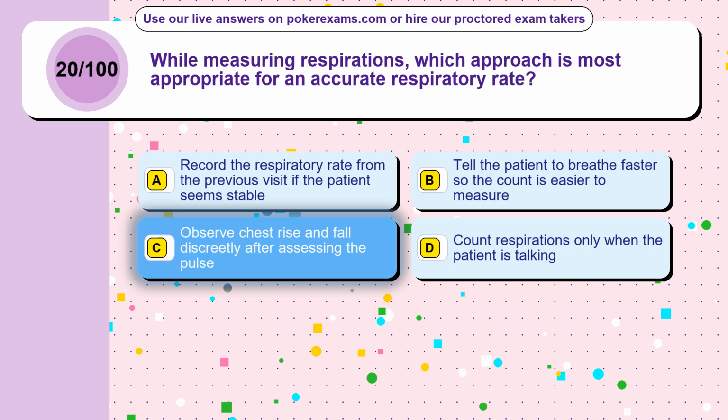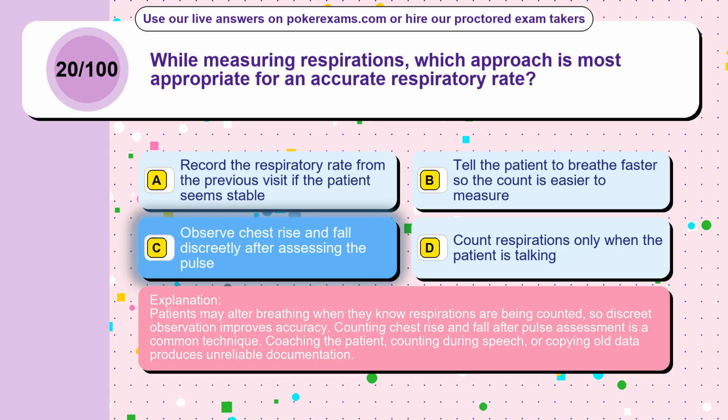The correct answer is option C, observe chest rise and fall discreetly after assessing the pulse. Patients may alter breathing when they know respirations are being counted, so discreet observation improves accuracy. Counting chest rise and fall after pulse assessment is a common technique. Coaching the patient, counting during speech, or copying old data produces unreliable documentation.